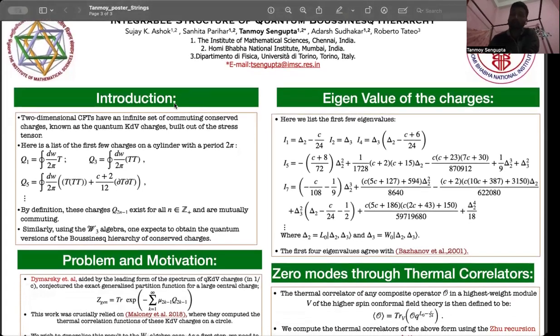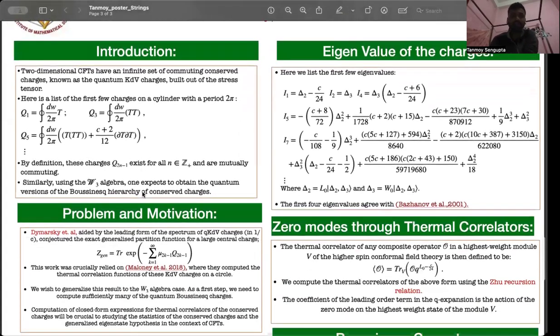We know that two-dimensional conformal field theories with only the Virasoro algebra consist of infinitely many conserved charges which commute with each other. They are known as the quantum KdV charges. Here I have written the first few quantum KdV charges. We want to generalize this for the W3 algebra.